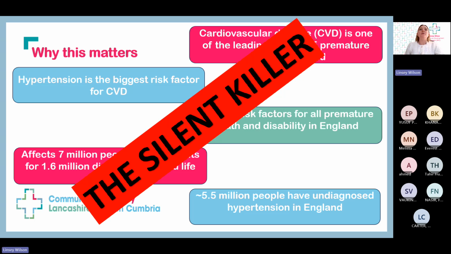As I've mentioned, it's in the top 5 risk factors for all premature death and disability in England at the moment, which affects around 7 million people and accounts for roughly 1.5 million disability adjusted life years. Roughly 5.5 million people have undiagnosed hypertension in England.